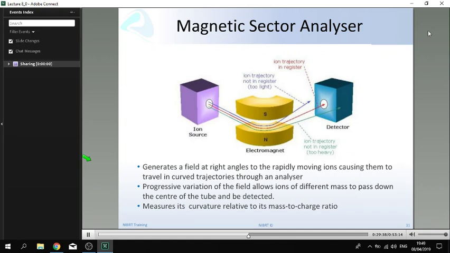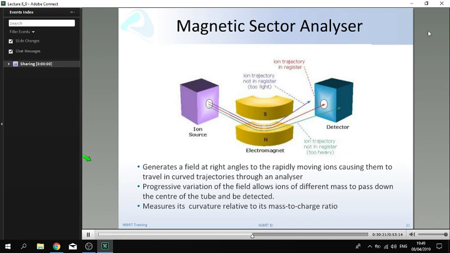So the magnetic sector analyzer works in a way that it generates a field at right angles to your moving ions, causing them to travel in curved trajectories through the analyzer. So by changing the electromagnetic field, you can make certain mass to charge ratios able to travel through the mass analyzer and hit the detector. Ions that are too light will change their trajectory and fly through, but they won't hit the detector. And the same will happen with the ions that are too heavy.